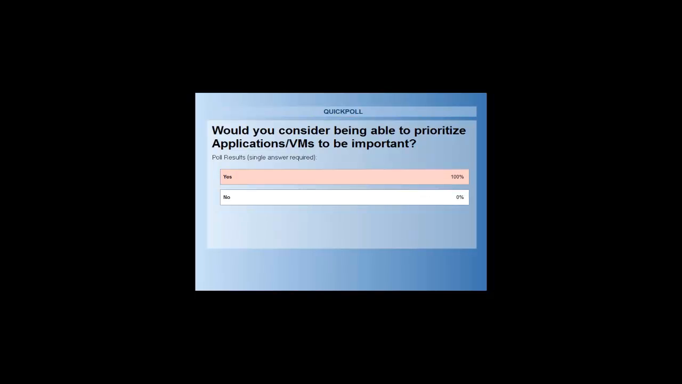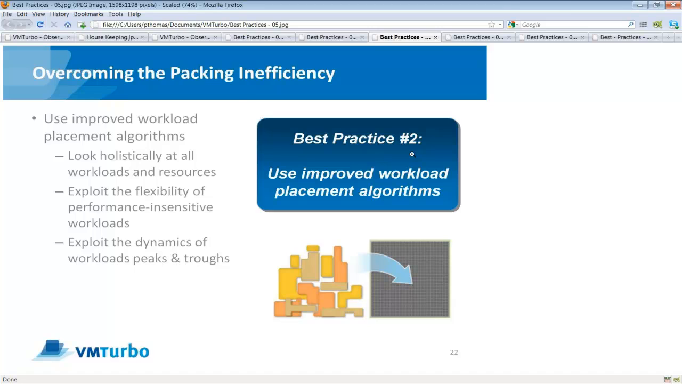Look, it doesn't take a genius to figure out, of course it's important to be able to prioritize the mission-critical applications and run them in an environment mixed with the non-mission critical. Just makes perfect sense. So thank you for doing that. So what is best practice number 2? Best practice number 2 was the improved workload placing algorithms.